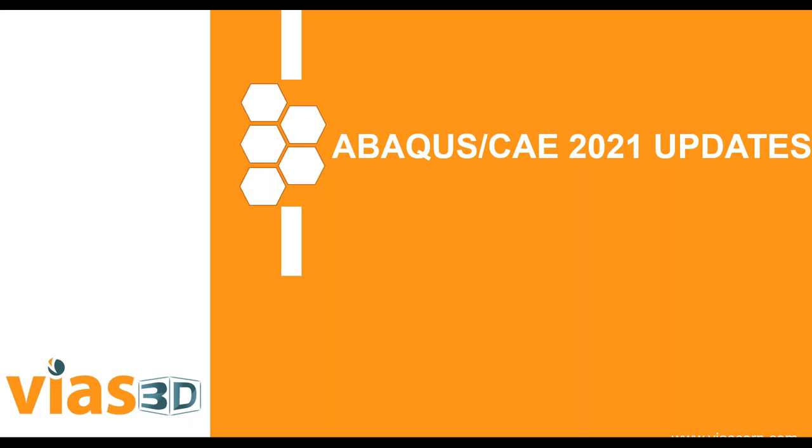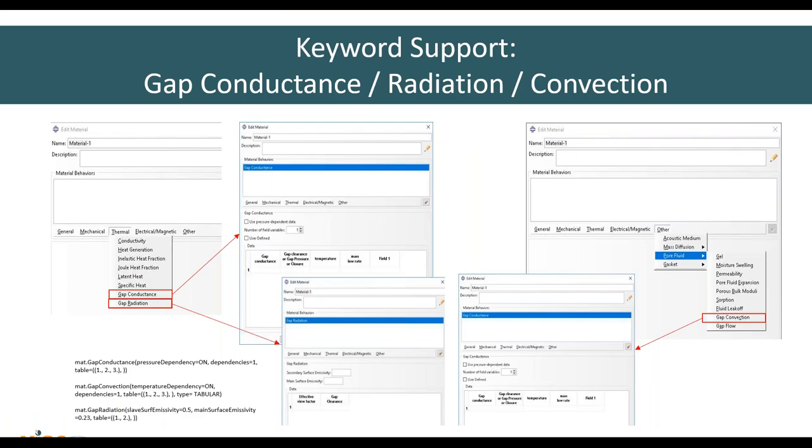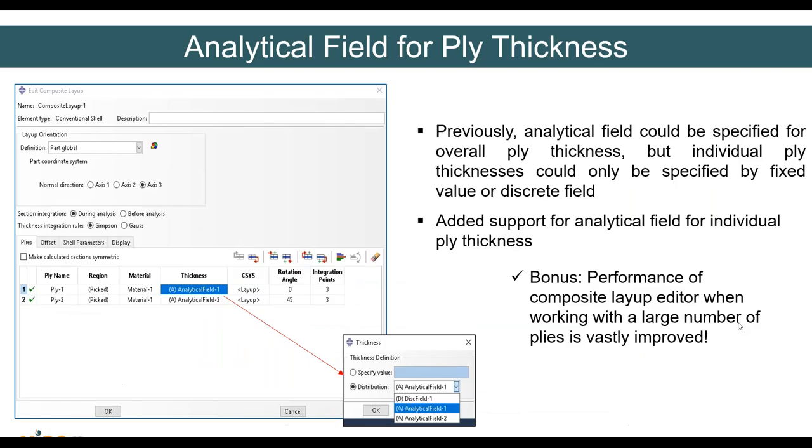And what we have now is the new functionality and keyword support that we have in Abaqus CAE in the 2021 version. We have added keyword support for gap conductance, gap radiation, and gap convection in Abaqus CAE. In the material dialog box, what you see is the gap conductance and the gap radiation. And under cavity fluid, what you see is the gap convection as well.